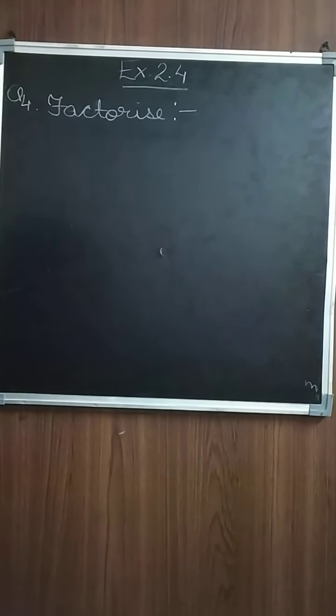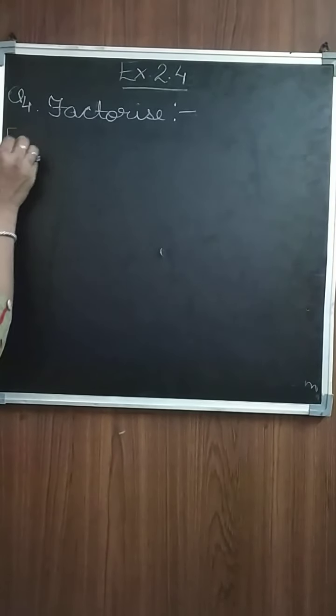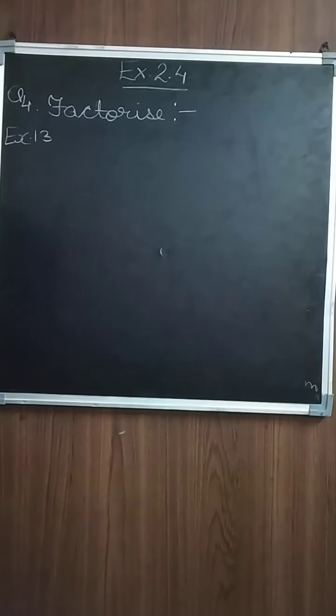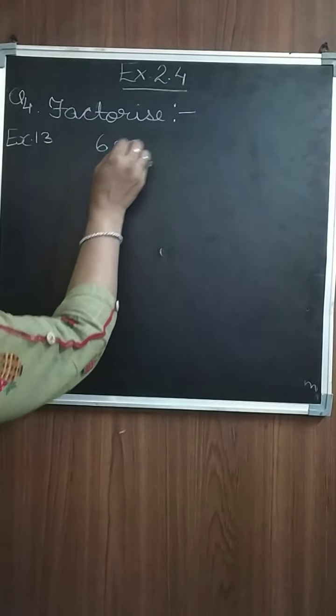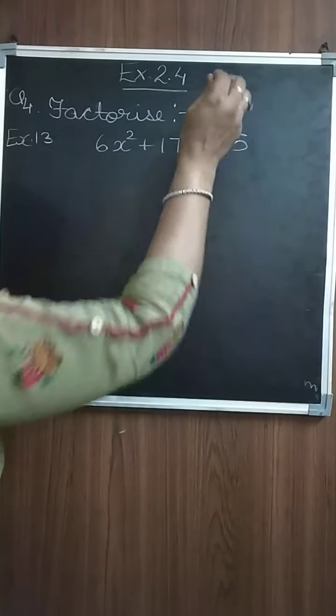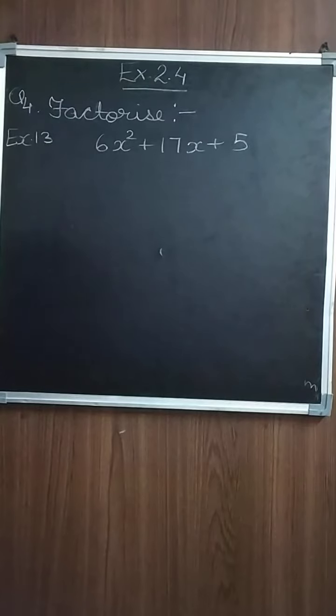I am not taking the parts of the fourth question. I am picking an example from your book. I am taking example 13 related to this. Then only we will come to the question. It's given to you: 6x square plus 17x plus 5. We have to find the factors for it.